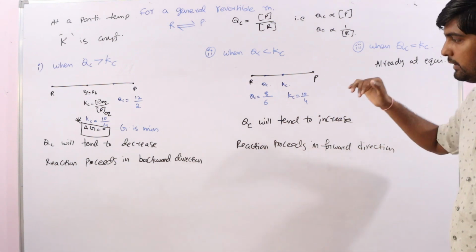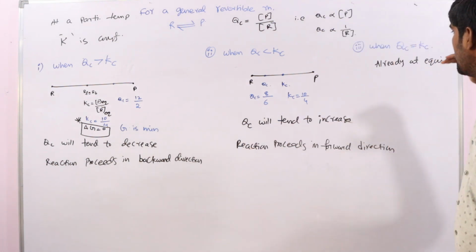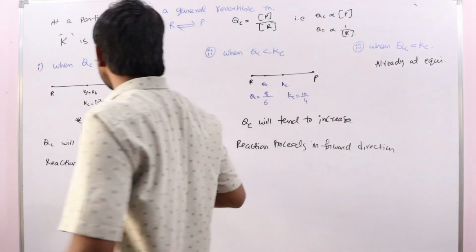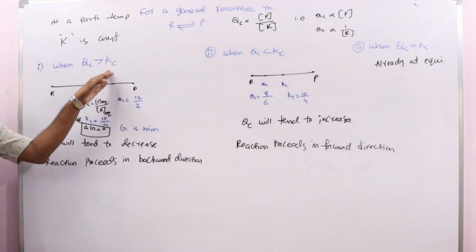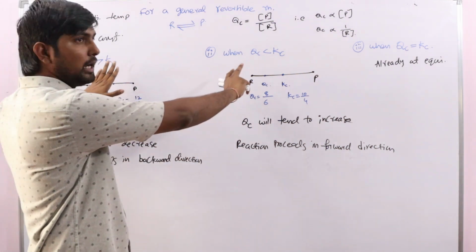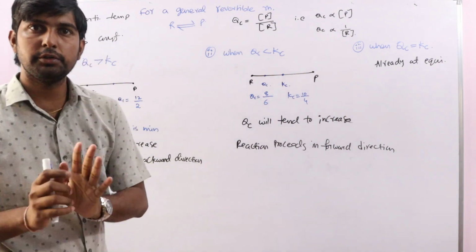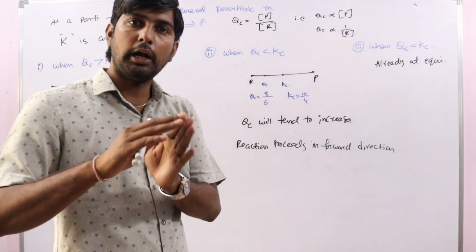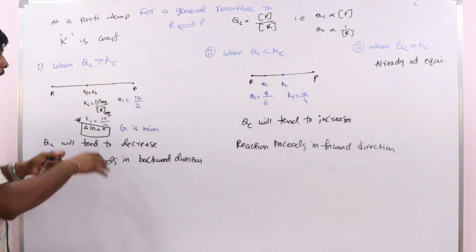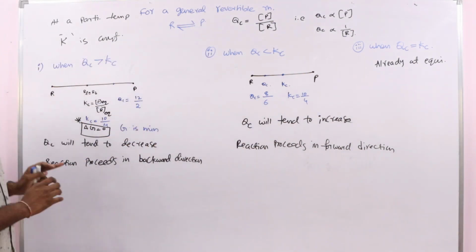The reaction neither shifts in the backward direction nor in the forward direction. Okay, so here QC greater than Kc, more stable. Whatever it may be, what is the concept? Kc is the most stable one. If QC is not equal to Kc, it will try to reach the Kc value. Okay, how it is reaching, all that we discussed now.